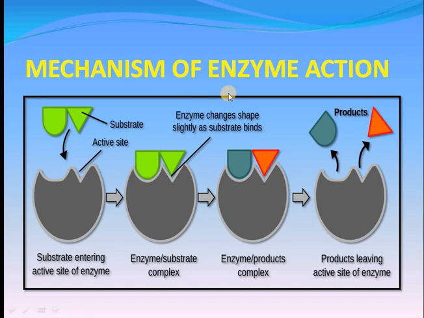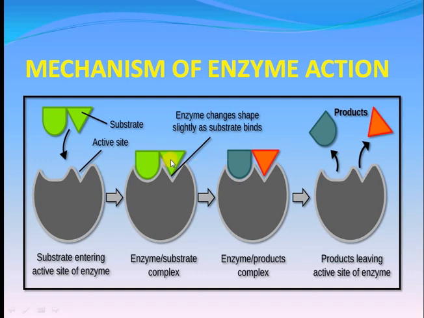Now here is the mechanism of enzyme action, how this process takes place. Basically, in an enzyme-catalyzed reaction, the substrate first binds to the active site. This is the substrate and it will bind to the active site of the enzyme to form the enzyme substrate complex. Substrate entering the active site of the enzyme. After the entry, it converts into the enzyme substrate complex. Then the substrate is converted into product.